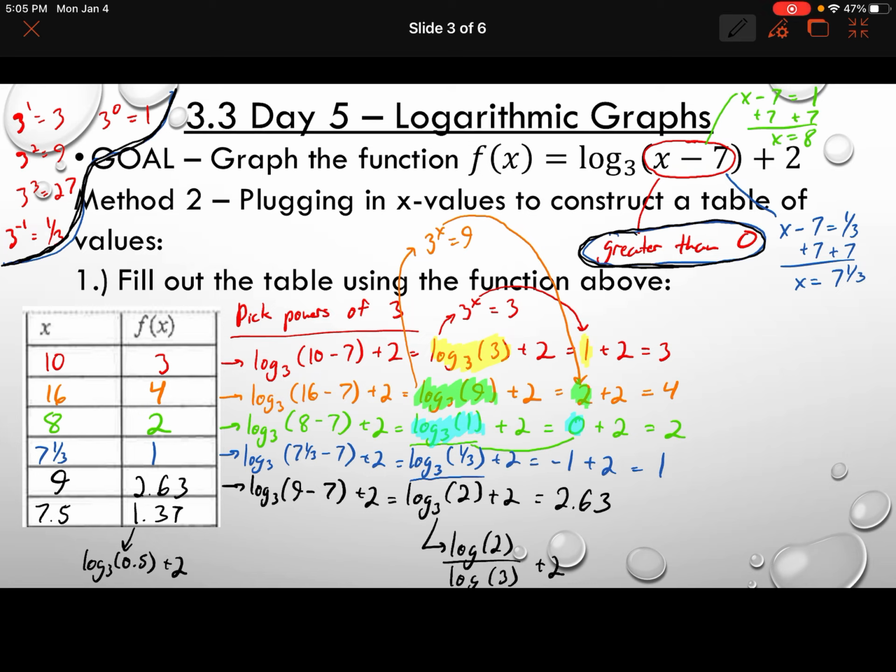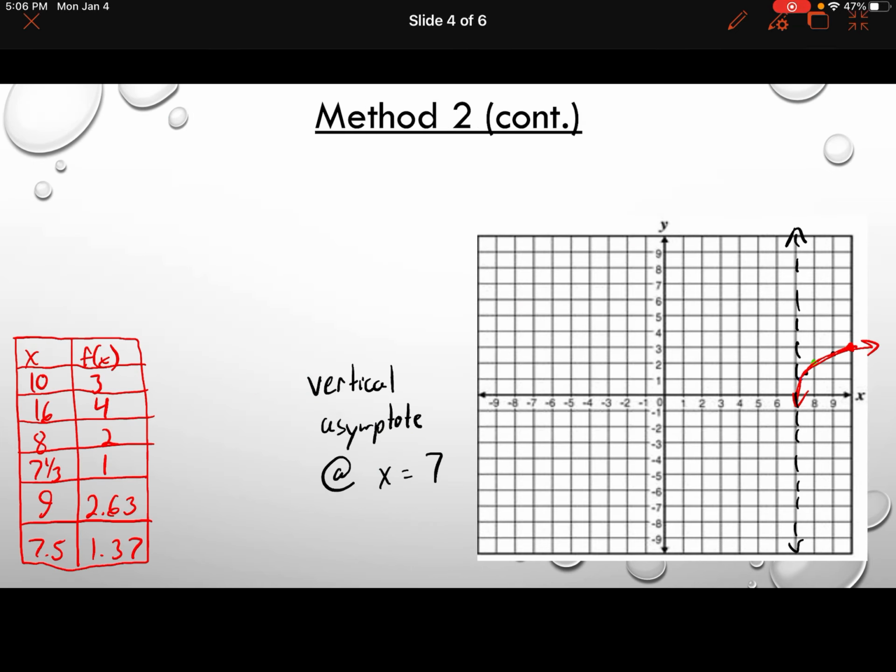powers of 3, or whatever your base is. In this case, our base was 3. So that's why we did powers of 3. If your base was 2, then you would use powers of 2, so on and so forth. Or you just pick whatever x values you want and then just plug them into your calculator. So whatever works better for you, go for it. But that's basically method 2. Nothing else to it, really.